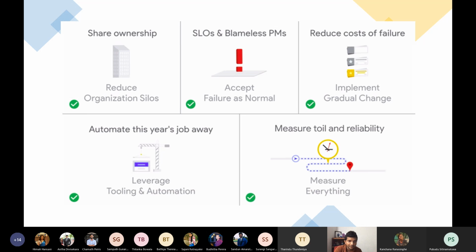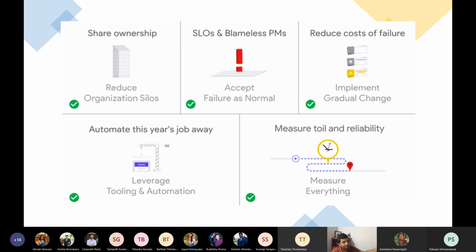If you look at the first problem, that's about reducing organizational silos, the SRE will introduce this concept called shared ownership. That means if a production system gets an incident or if it goes down, it doesn't mean that it's the fault of the developer, or we can't just stay here and say, no, the developers will fix it. That's not the concept of this.